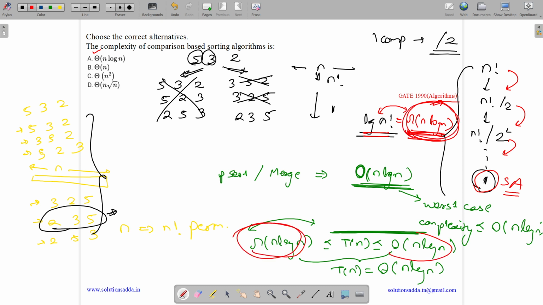And we got order of n log n from the heap sort and merge sort analysis, as they have all cases order of n log n, which means every case is less than or equal to n log n. Thus if we can write both omega and big O, then we can write the time complexity equal to theta of n log n. So the answer is option A, theta of n log n.